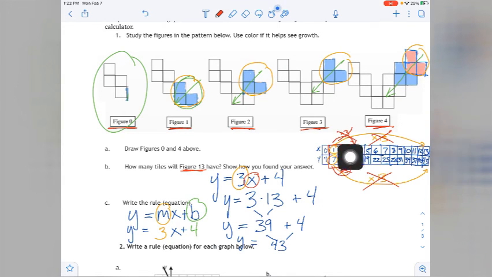But if you did fill out a table where you were just remembering to add by 3 every time, that would work.